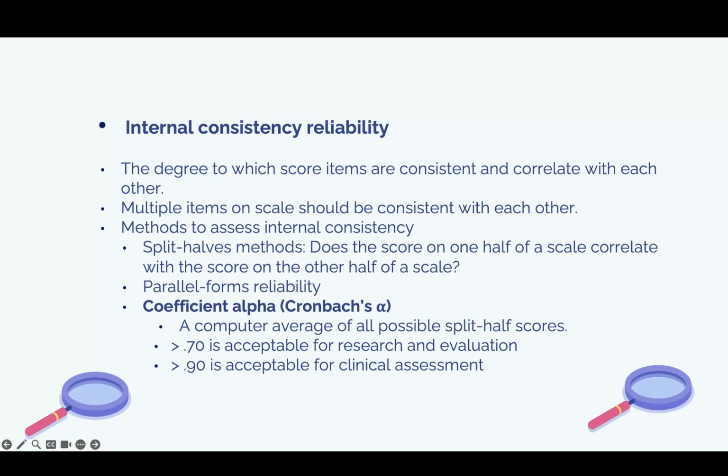So for example, if the number is 0.9 or above, it's considered an excellent score to show consistency. If it's around 0.75, it's still considered really good. So it means the instrument has a high level of internal reliability. So it's called internal reliability.